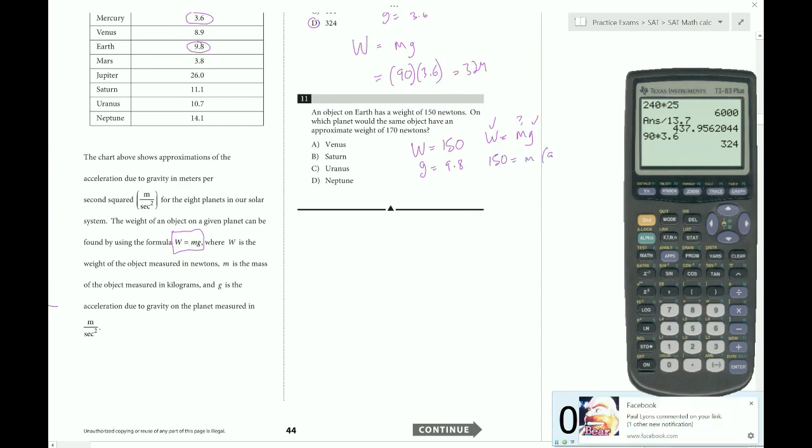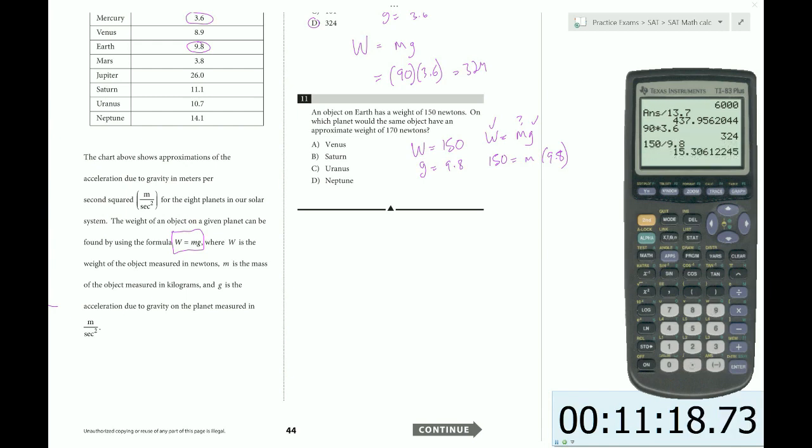Mass times 9.8. Then we divide, so 150 divided by 9.8. That gets us 15.3. So mass equals 15.3.